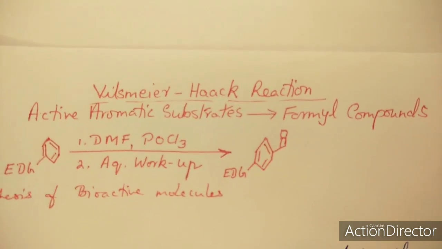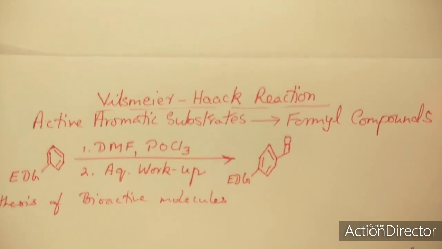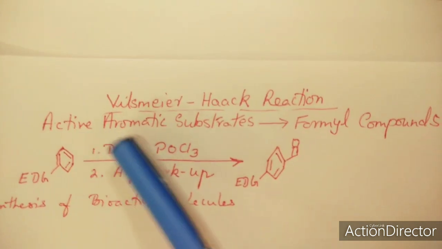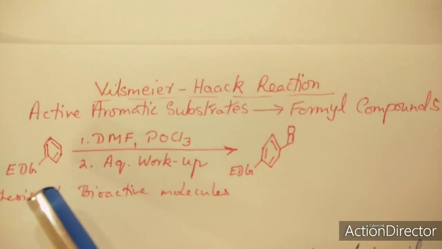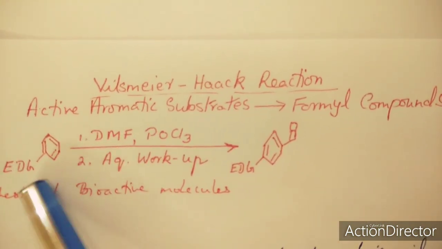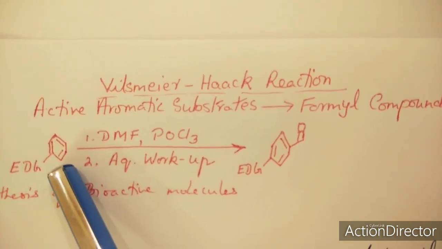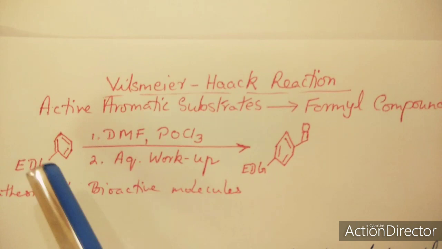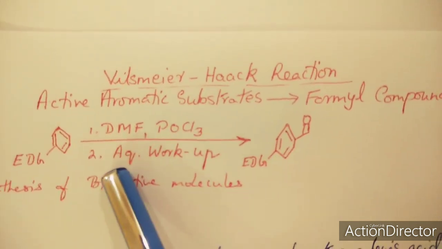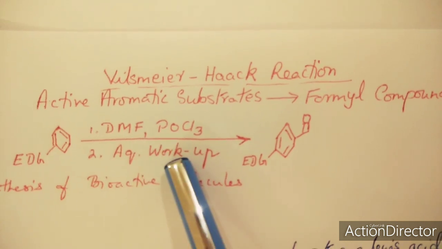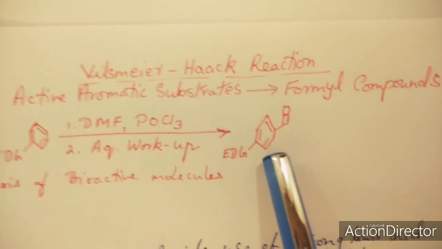So welcome dear students, we'll be doing this name reaction today, the Vilsmeier-Haack reaction, whereby active aromatic substrates are converted into formyl compounds. These aromatic substrates can be activated further by electron donating groups. And how this happens is in the presence of dimethyl formamide and POCl3 and later an aqueous workup, that is H2O, and we get our formyl derivative.